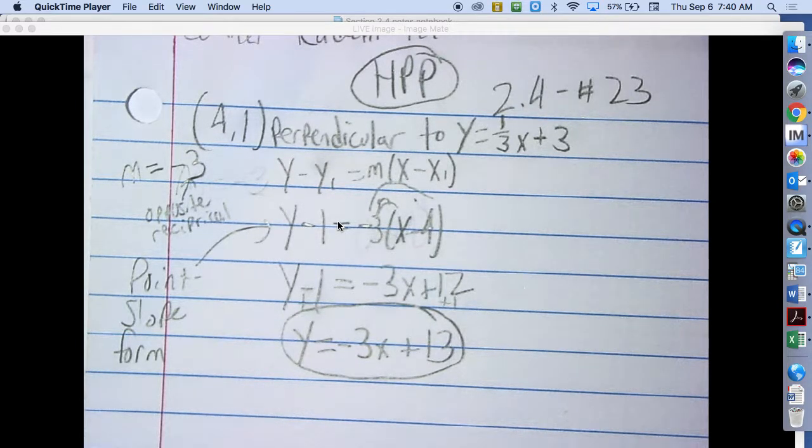Any questions with 23, the perpendicular line? Nice job. So there are no problems for tonight for me to assign. Because of having the quiz tomorrow, I'll answer a handful of questions at the beginning of class, but there aren't any presentation problems.